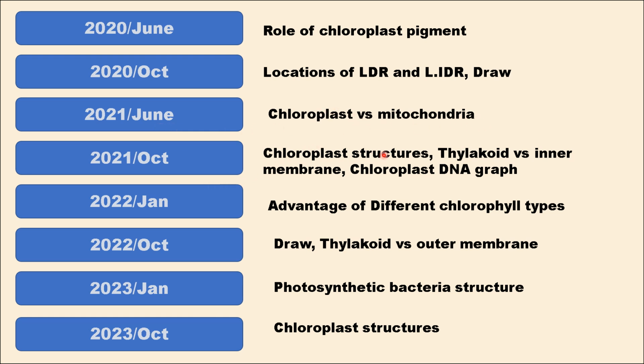In 2021 October, emphasized chloroplast structure and particularly comparing the thylakoid membrane with the inner membrane, and included a question analyzing a chloroplast DNA replication graph. 2022 January asked about the advantage of having different types of chlorophylls, and 2022 October required a drawing of the chloroplast structure and the differences between thylakoid membrane and the outer membrane. In 2023 January, questions focused on photosynthetic bacteria structures, and 2023 October revisited questions about chloroplast structures.